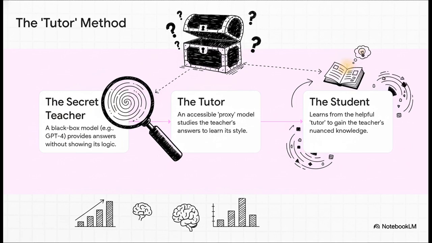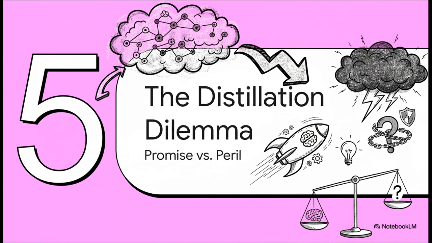Step 1. The secret teacher, like GPT-4, just gives a ton of answers. Step 2. The tutor, this other accessible proxy model, studies all those answers to figure out the teacher's style. And finally, Step 3. Our little student model learns directly from the tutor, who can give it all that nuanced knowledge it couldn't get from the secret teacher. It's a fantastic workaround.